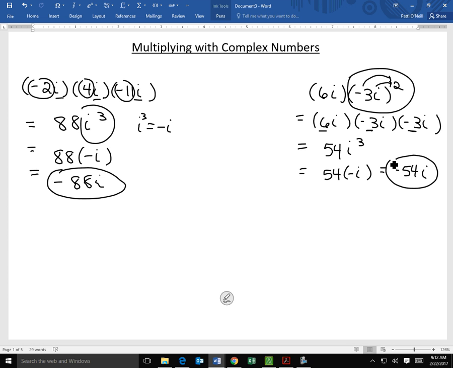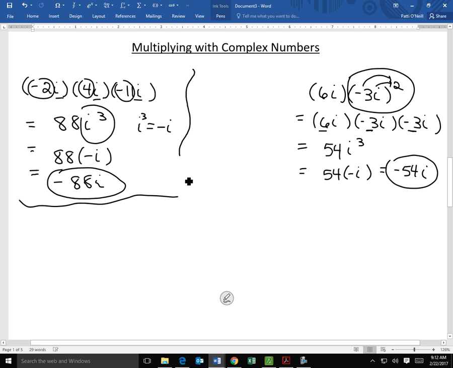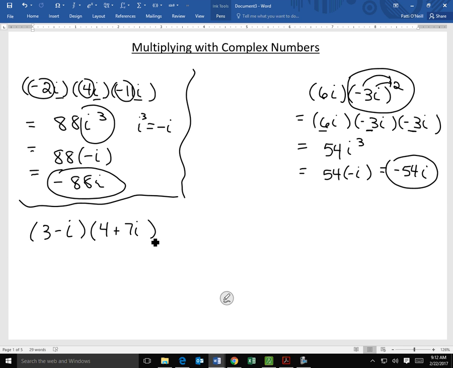Another type of multiplication problem that you might see is one that might look like this. The quantity of 3 minus i times the quantity of 4 plus 7i. Now this is the product of two complex numbers, and we treat it just like we're multiplying two binomials together. So we're going to use that FOIL approach.